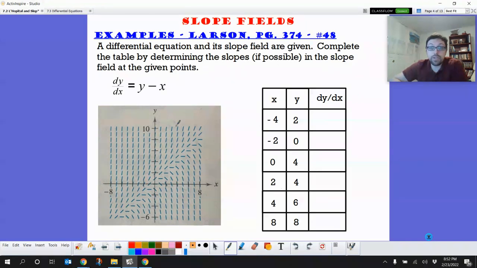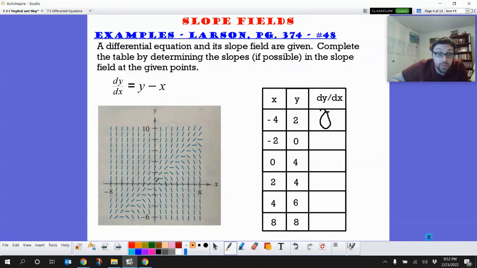So here's our differential equation. Slope field given, complete the table by determining the slopes, if possible, in the slope fields. So at the point -4, so let's see, 1, 2, 3, 4, and then up 1, 1, 2. So about right here. Oh, that's a perfectly flat line. So that's going to be 0.